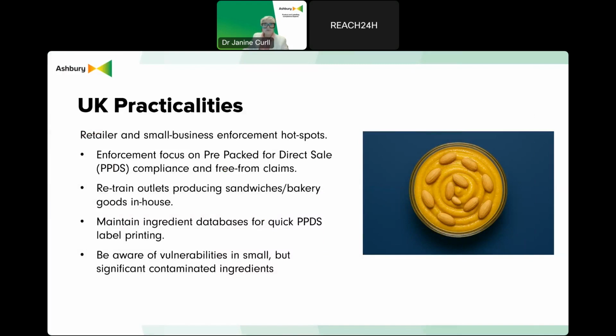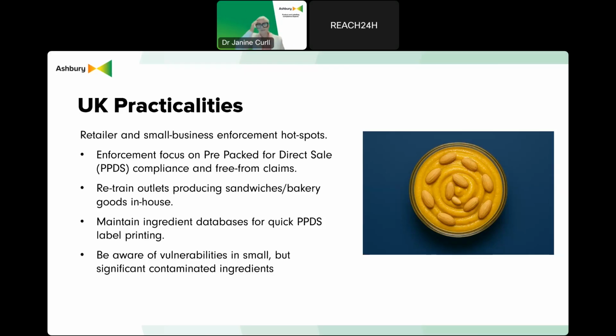Now let's look at some key enforcement hotspots with allergens in the UK before discussing a case study for this jurisdiction. As we've indicated, PPDS compliance and the accuracy of free-from claims is a hot enforcement issue in the UK. These are mistakes that can directly impact consumer safety seriously. There's a strong push to retrain outlets producing sandwiches and baking goods in-house. Why? Because these businesses are often the ones handling multiple allergens in close quarters, and a single slip-up can lead to undeclared allergens on a PPDS label.